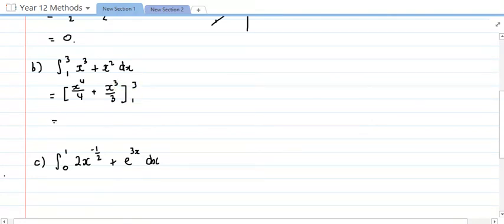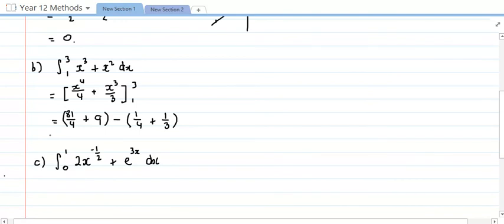So then I substitute in those values, the upper terminal first, so 3 to the power of 4 is going to be 81 over 4. And 3 to the power of 3 is 27 over 3, which is just 9. So that was what we got from subbing in the first terminal. Then I put the minus sign, and now I substitute in the 1. So I'm going to get 1/4 plus 1/3.